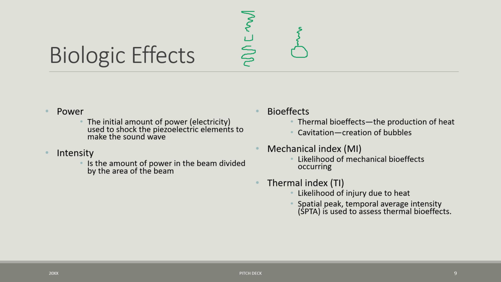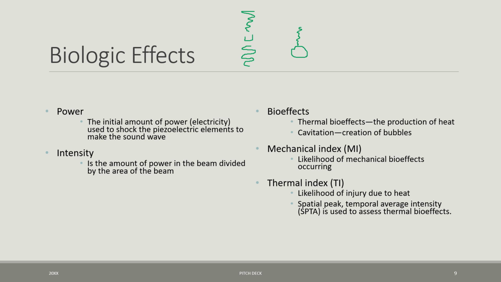Now, most places say that the population you need to be most considerate of with thermal index is going to be your fetal population. And obviously, the younger the fetus, the more sensitive it is. We can look at things like spatial peak, temporal average to assess thermal bioeffects. That goes beyond the purpose of this lecture, but those are definitely ways that we can compare and contrast different types of intensities and how they may affect a patient.